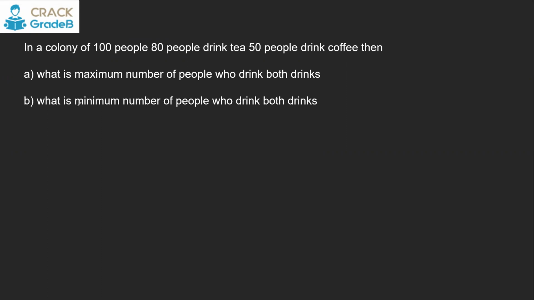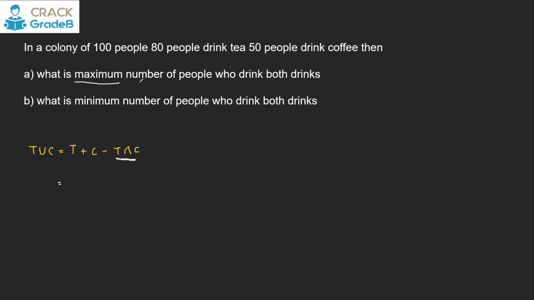This time, if you try to use the formula we have seen, tea union coffee is equal to tea plus coffee minus tea intersection coffee. So you know that this is the figure which is the tea and coffee, that means the number of people who drink both drinks. In the first question, we have to maximize that. That should be the maximum.